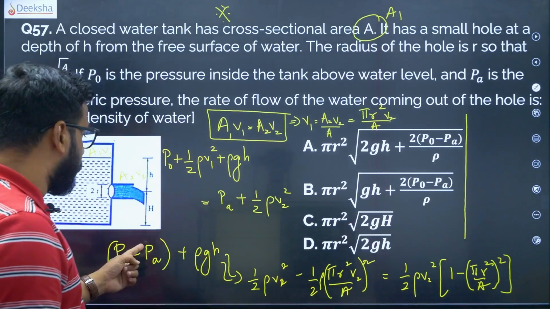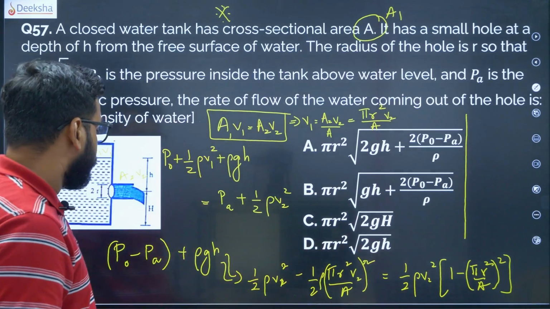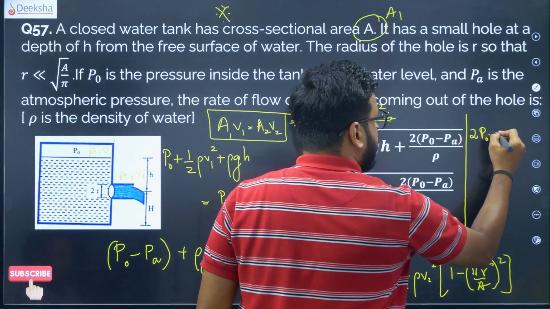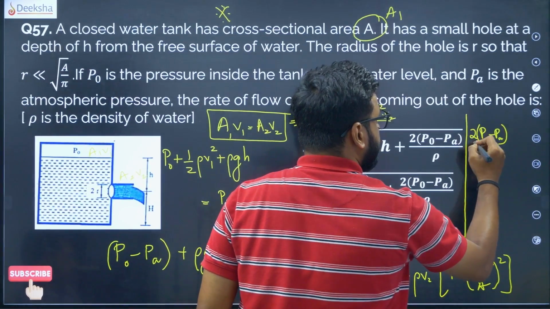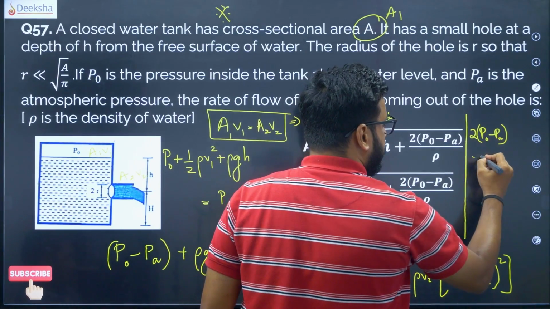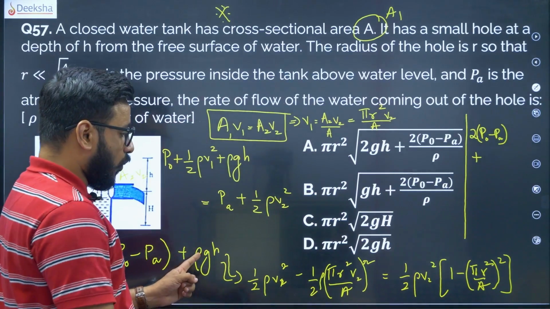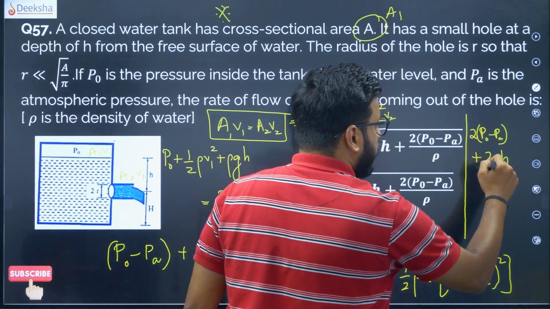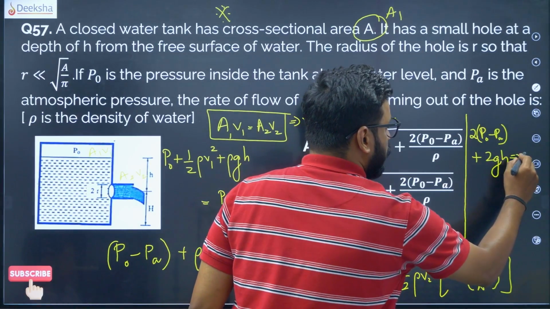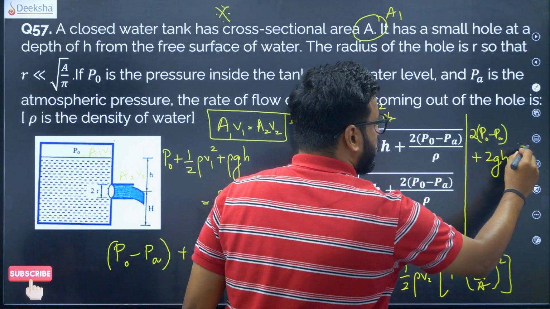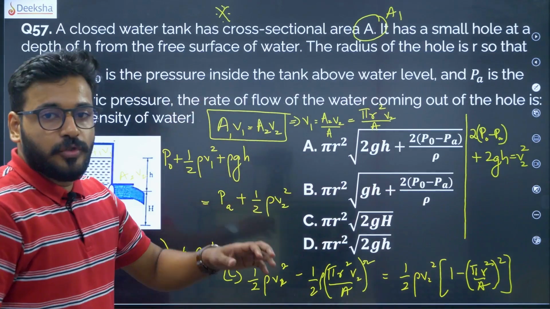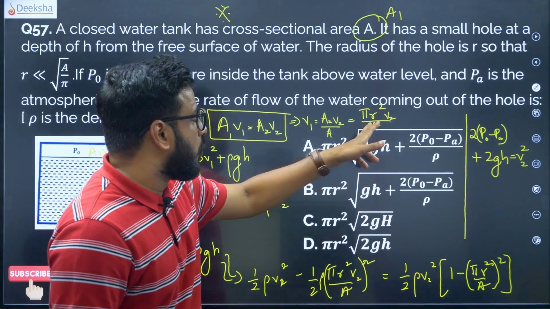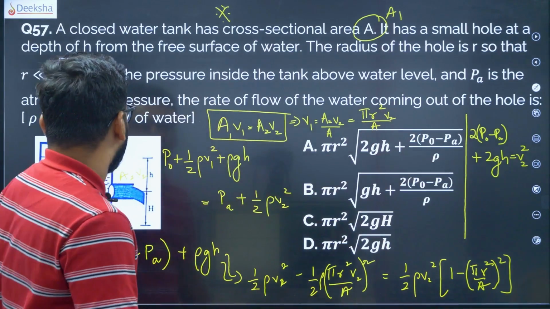This 2 will come on the top and the rho will come on the bottom. So ultimately you will have 2 into P0 minus PA, this is one term, plus you have rho, so 2 rho will get cancelled, 2GH, so this is equal to V2 square, correct. So you can take the square root on both the sides. So V2 is actually root 2GH plus P0 square.